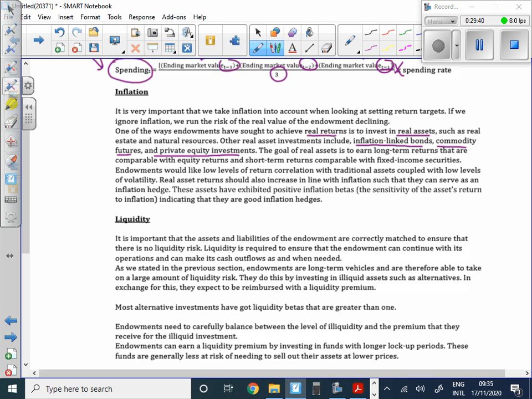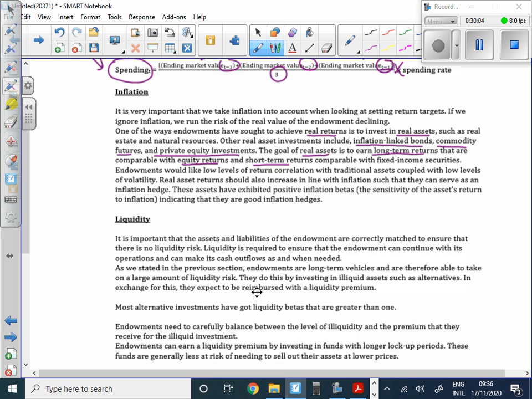My key goal with real assets is to earn a long-term return that is comparable with equity, and short-term returns comparable with fixed income securities. Endowments would like low levels of correlation with traditional assets, as well as, of course, low levels of volatility, if they could choose that.